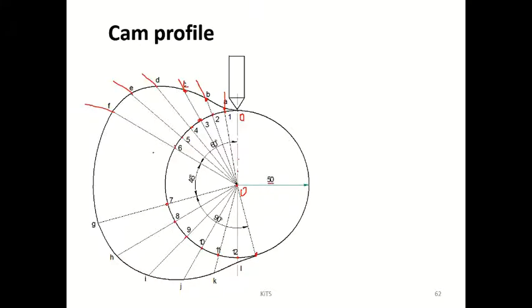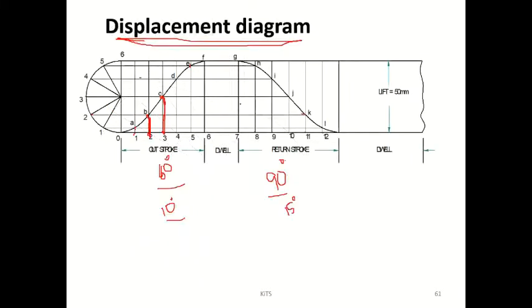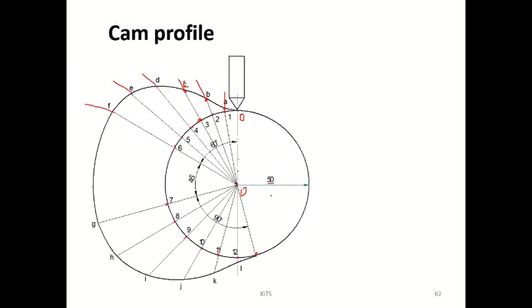Similarly, for all the points from the displacement diagram, you have to measure 5 to E, 6 to F, 7 to G, 8 to H, 9 to I, 10 to J. For example, 10 to J, where is 10? From this place to J, mark it. Okay, you will get all the points.